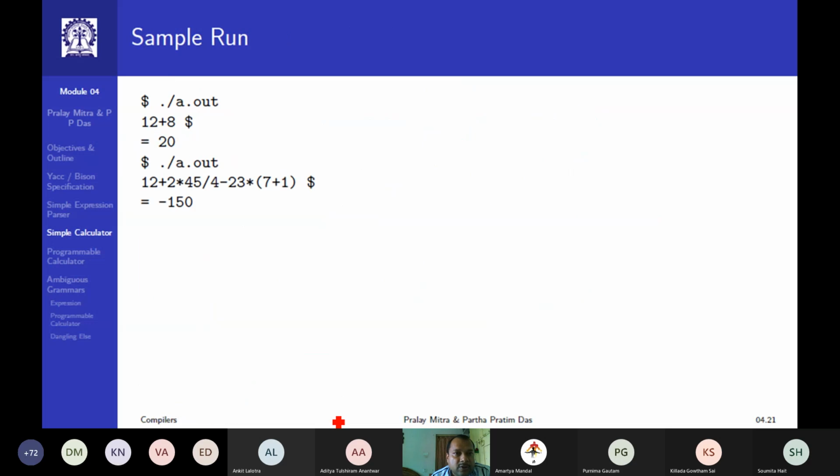Here is a sample run for our previous Bison code. So a.out was our executable file generated. In the terminal, if I run it, it will wait for some input. Then 12 + 8 $, where dollar indicates the end of the string. If I do that, it will print 20. If I type, using the same code, 12 + 2 * 45 / 4 - 23 * 7 + 1 followed by $, the end of the string, then it will print -150.